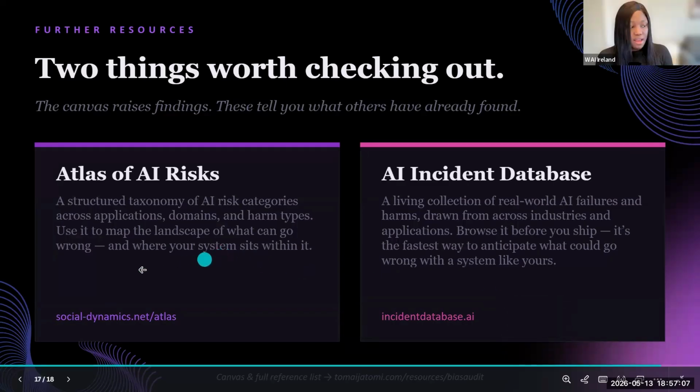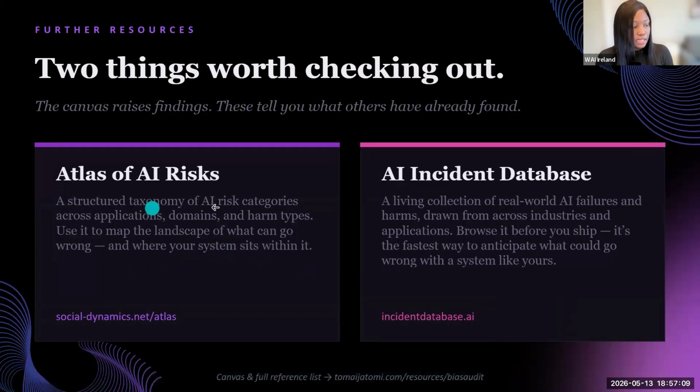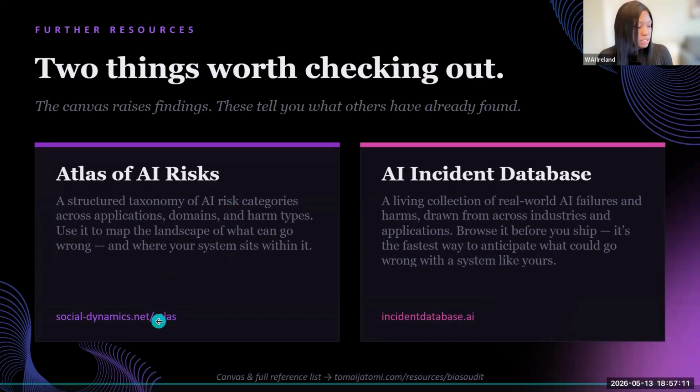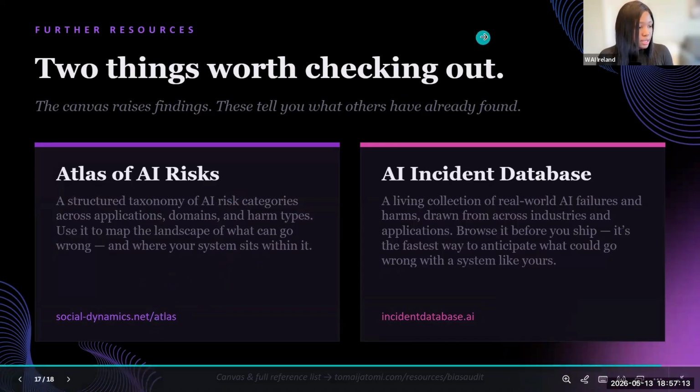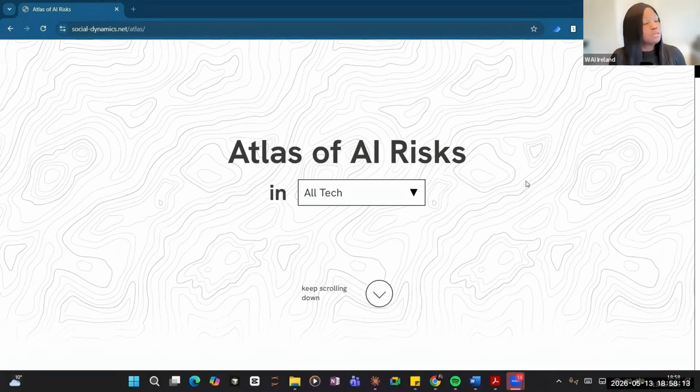So, yeah, if you just Google the Atlas of AI Risk, let me see. I can stop sharing and maybe open it up and we can just see what it looks like. But if you just Google it, you'll see a wide range of use cases, several failure modes. I think I'm sharing now. Yes. So this is what it looks like, right?